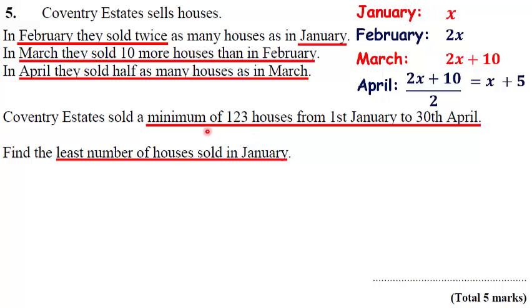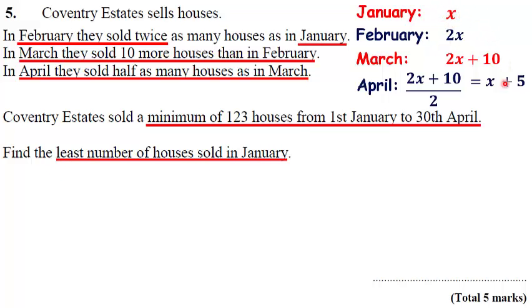Then they tell us that Coventry Estate sold a minimum of 123 houses. So minimum means that they sold 123 houses, 124, 125. 123 is the smallest number of houses that they've sold from the 1st of January to the 30th of April. So I'm going to construct an equation here. Given that they said find the least number of houses sold in January, I need to basically work out what x is.